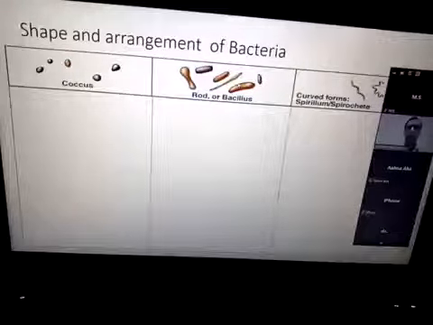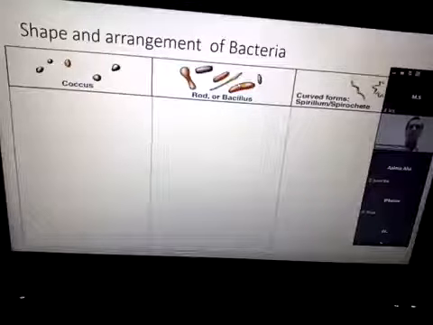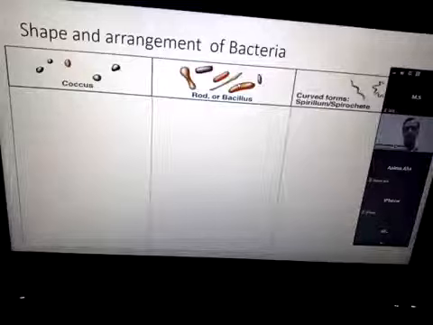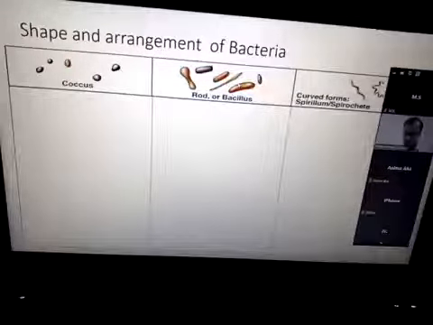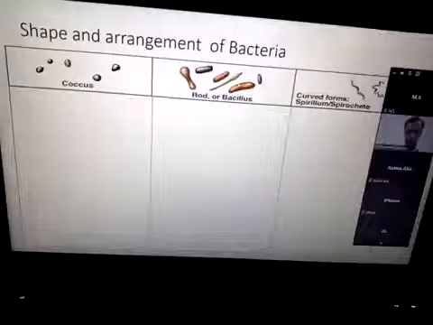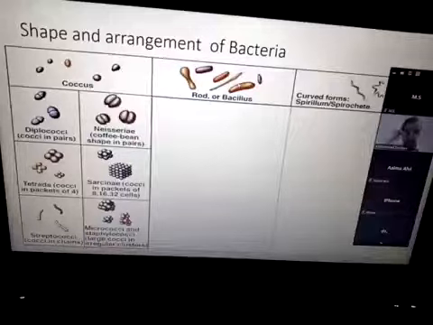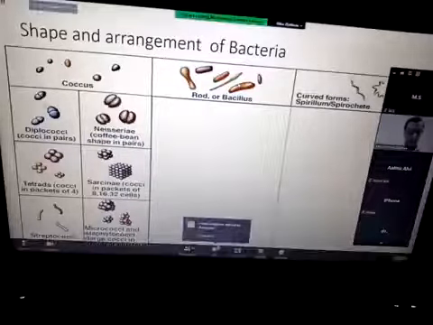Is it gram positive? Is it gram negative? If it's gram positive, is it in clusters or in chains? If it's gram negative, it's in gram negative diplococci. So it has some capsule around it. So you have to be very clear about what this arrangement is. So that is what I was talking about.